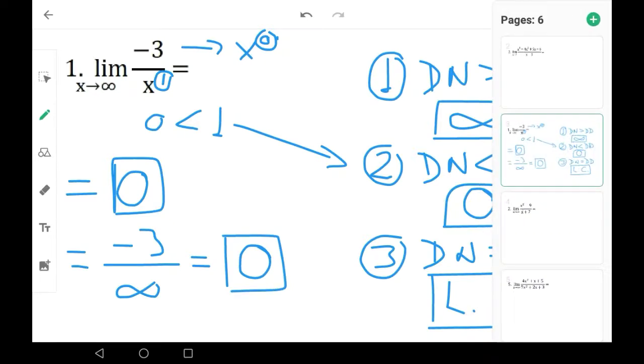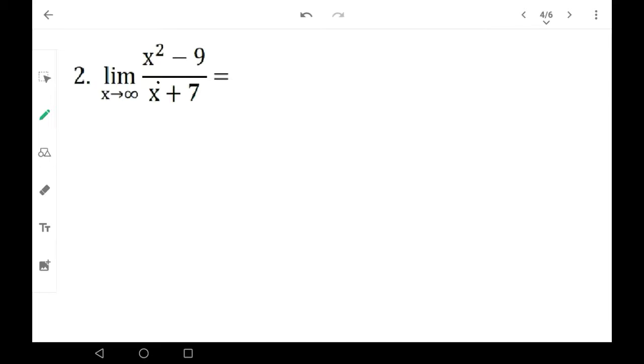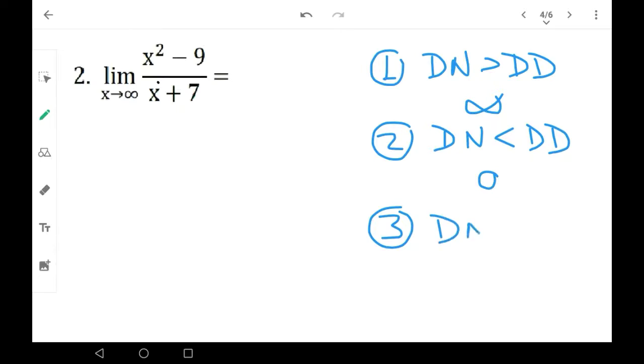So let's go to the second case of limits at infinity. Let me always write down the cases. The first is when the degree of the numerator is greater than the degree of the denominator; in this case, the limit is infinity. The second case is when the degree of the numerator is less than the degree of the denominator; in this case it is 0. And the third case is when the degrees are equal, so I work with leading coefficients.